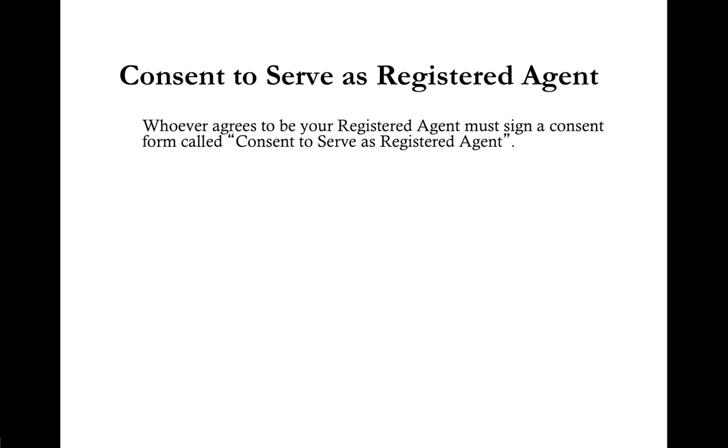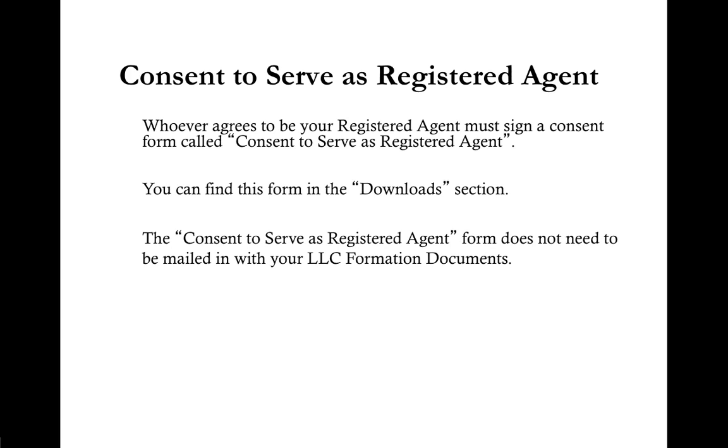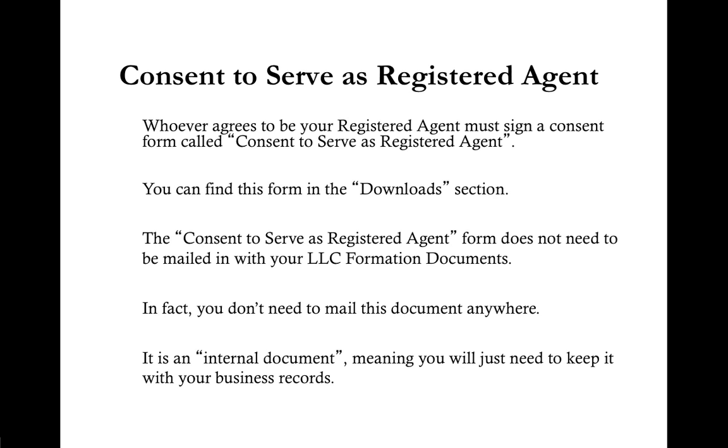Consent to serve as registered agent. Whoever agrees to be your registered agent must sign a consent form called Consent to serve as registered agent. You can find this form in the download section below this video. The Consent to serve as registered agent form does not need to be mailed in with your LLC formation documents. In fact, you don't need to mail this document anywhere. It is an internal document, meaning that you will just keep it with your business records.